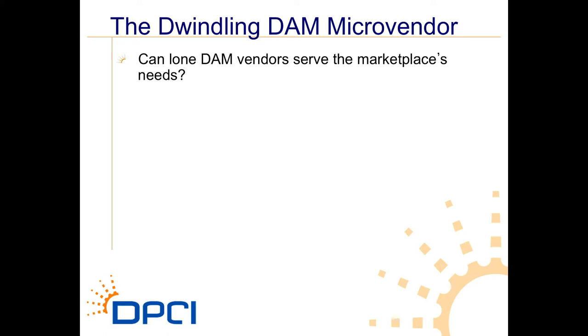Another one, Equilibrium MediaRich. They're pretty horizontal in the sense that they meet the needs of a lot of different markets. It's not like a vertical market such as pharmaceutical or financial. If you need a DAM to house your assets, they're really looking to be a catch-all for everyone. They're small, so they don't have a lot of development resources.